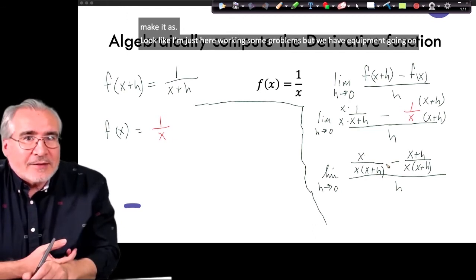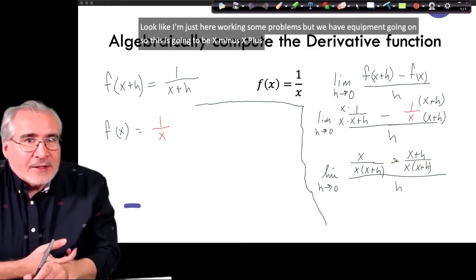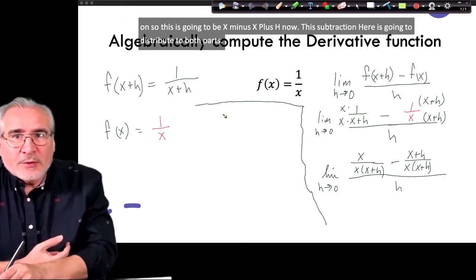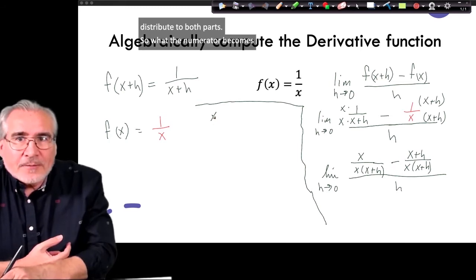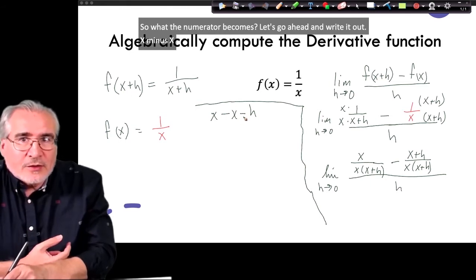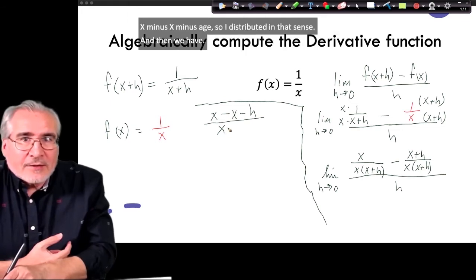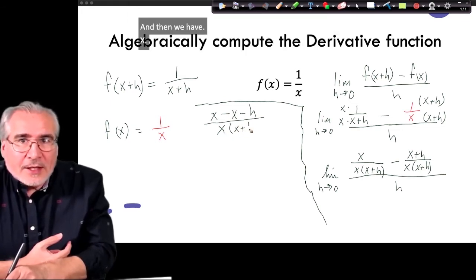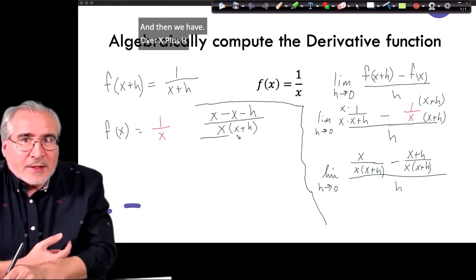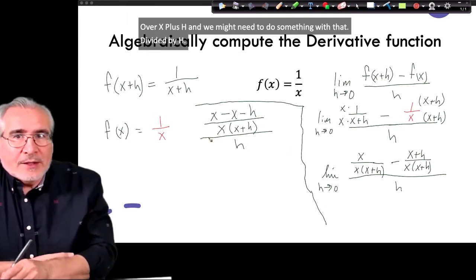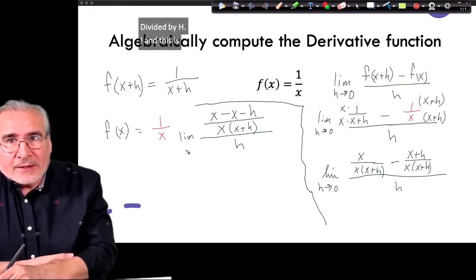So this is going to be x minus x plus h. Now this subtraction here is going to distribute to both parts. So what the numerator becomes, let's go ahead and write it out, x minus x minus h. So I distribute it in that sense. And then we have x times x plus h, divided by h. And this is all limit, right? We try to let h go to 0. Well, we can't let h go to 0 yet.